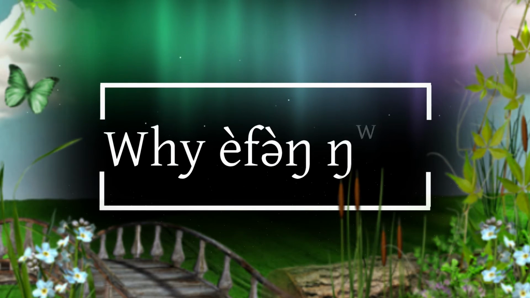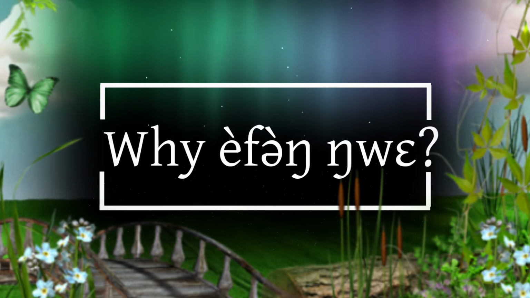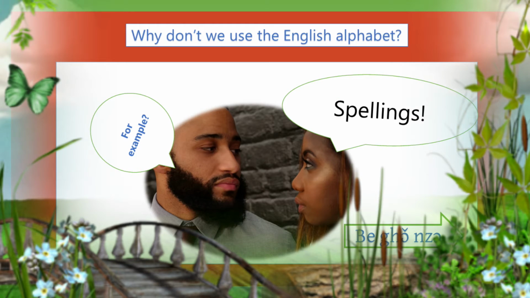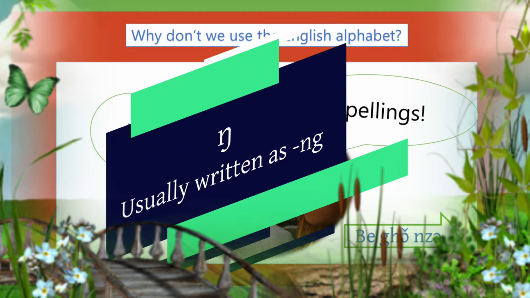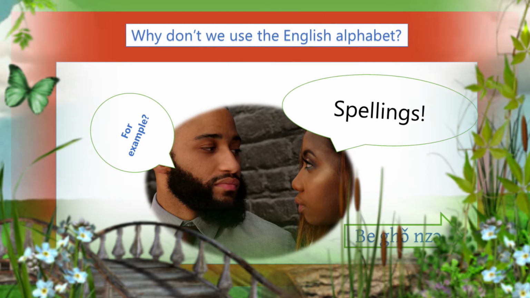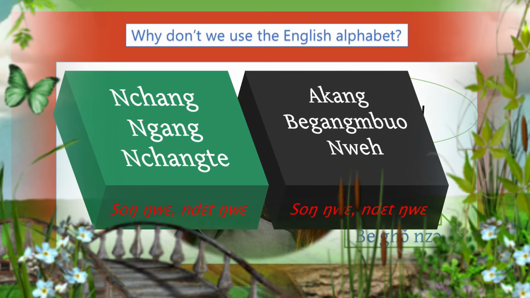We have seen how tones can affect the meaning, tense, and mood of a word or sentence. Now let's look at one letter of the Nweh alphabet that helps us to fully express the nuances of spoken language in writing. Here we have the sound ng. It is normally written when we use the English alphabet as ng. This is easy when it comes at the end or sometimes at the middle of a word, or when it begins a word followed by a consonant. For example, nchang. Ng comes at the end.